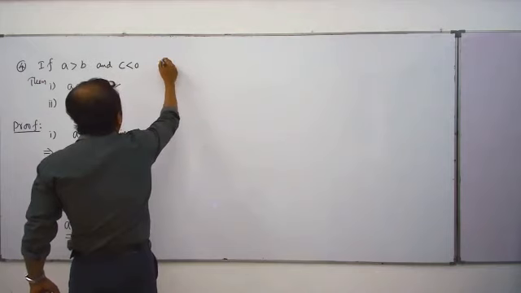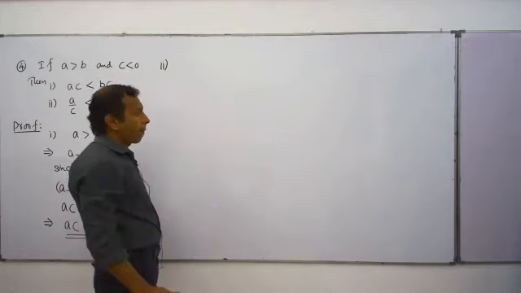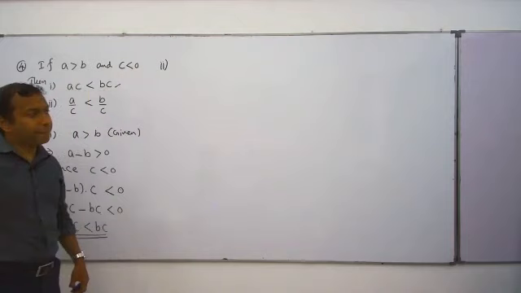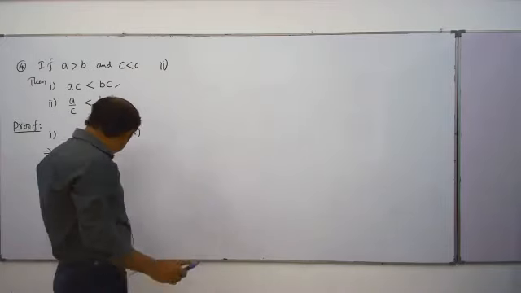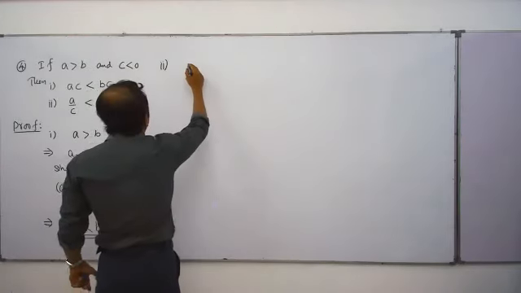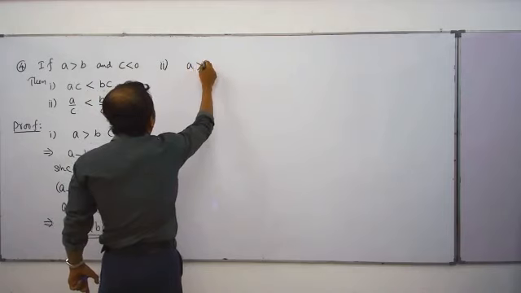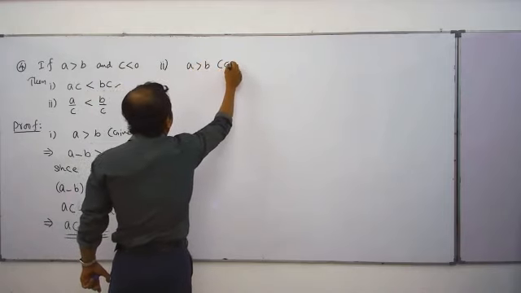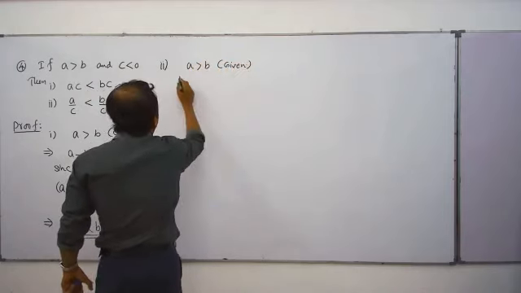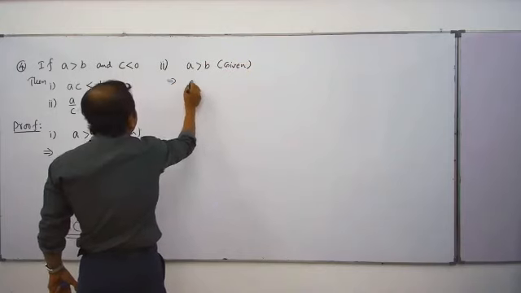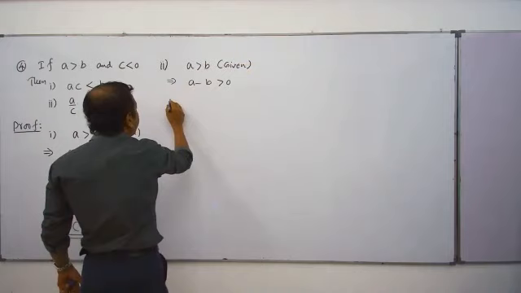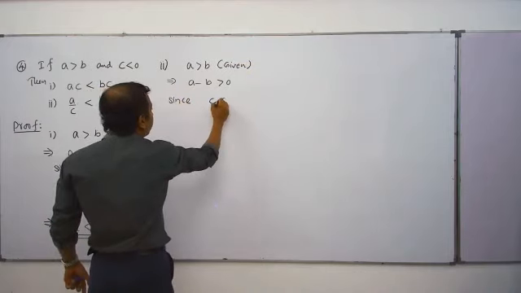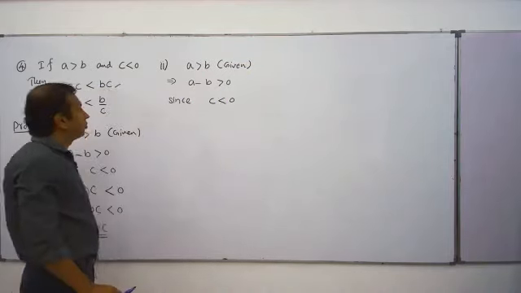Proof of the second part. You know this. A greater than B given. This says what, people? A minus B positive. Next one. Since C less than 0.